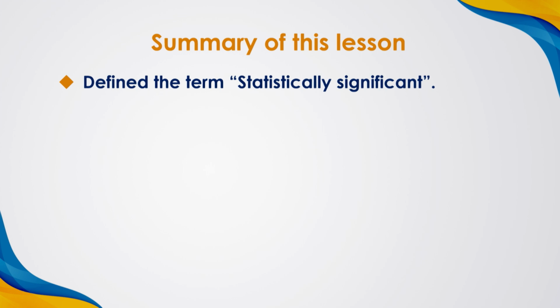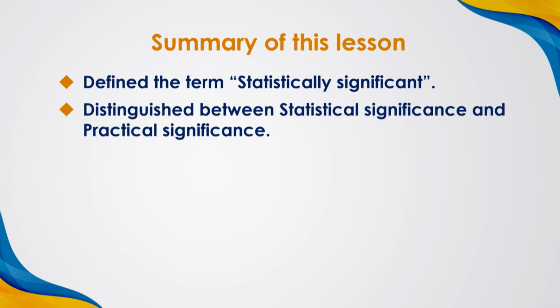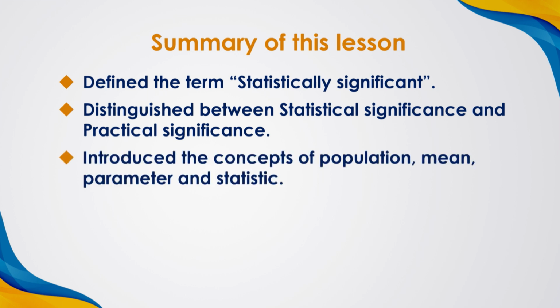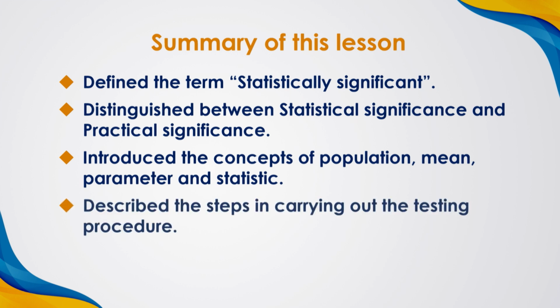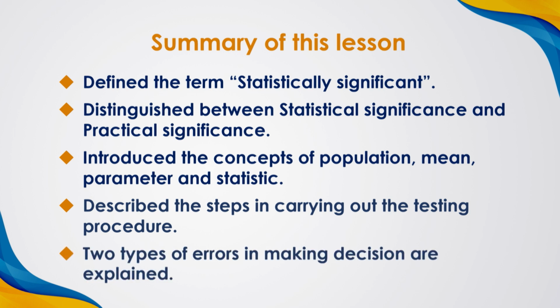We will summarize what we have learned in this lesson. We defined the term statistically significant. We distinguished between statistical significance and practical significance. Introduced the concepts of population, mean, parameter and statistic. Described the steps in carrying out the testing procedure. Two types of errors in making decisions are explained.